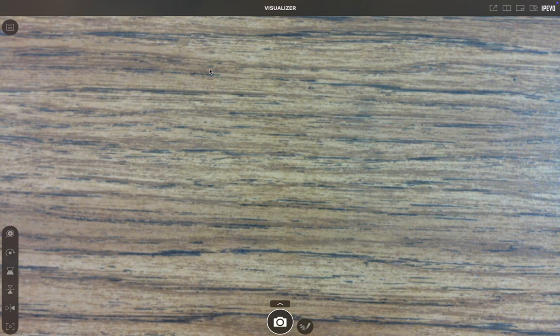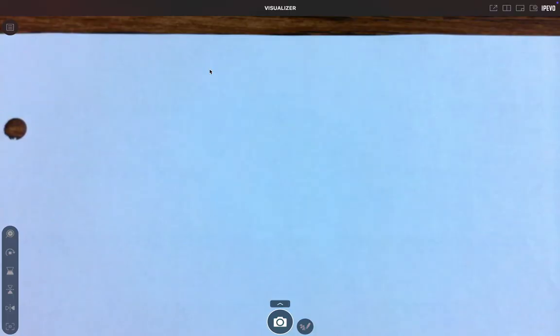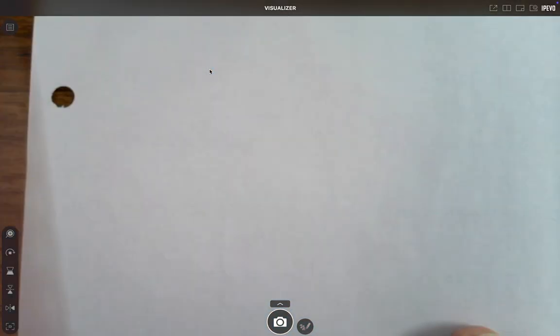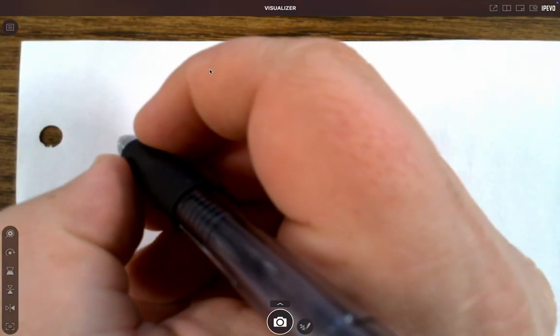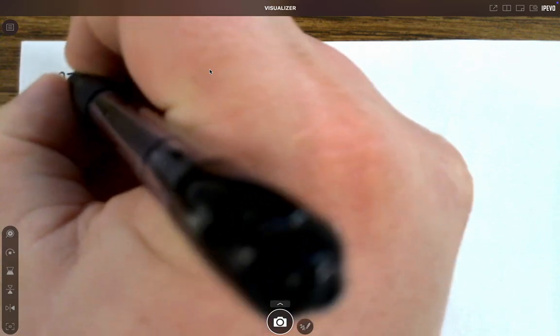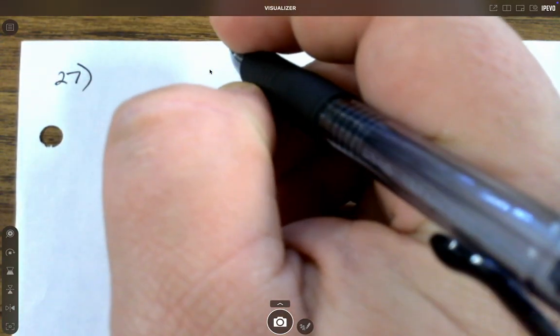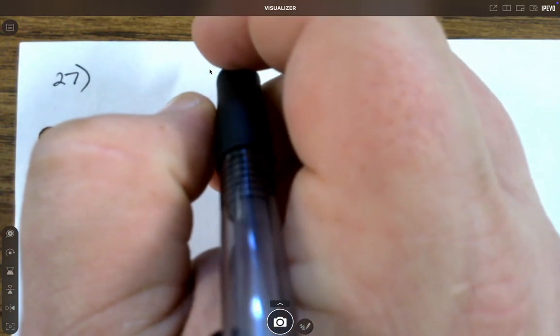Okay, section 4. I think I'm just going to show the, no, I won't do the book. You got the book. So in section 4, we start, sorry about that, 27, they give us a table. They ask us to determine whether the set of numbers is proportional.